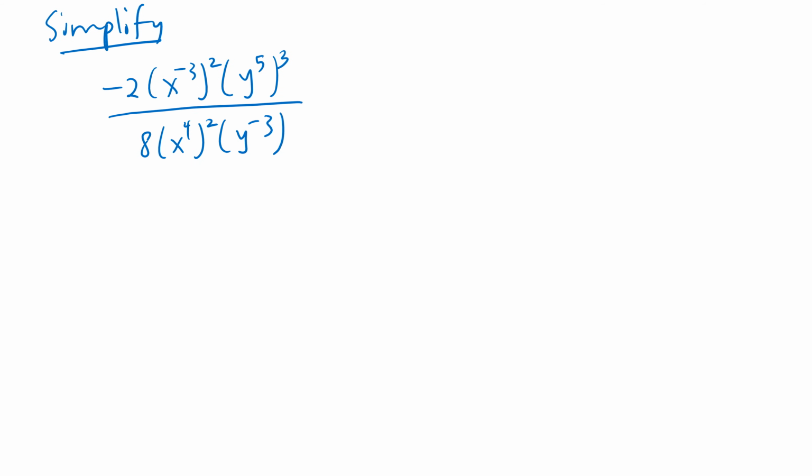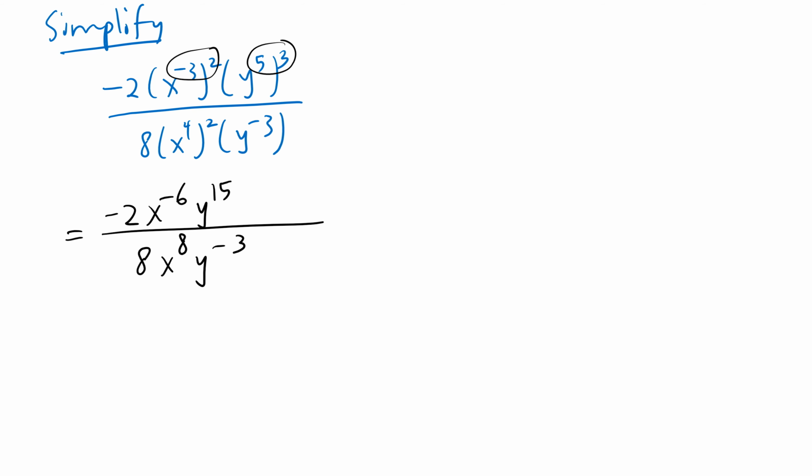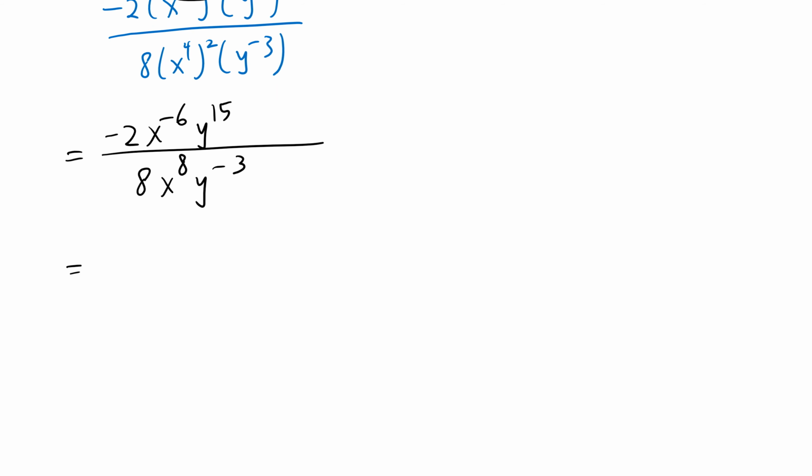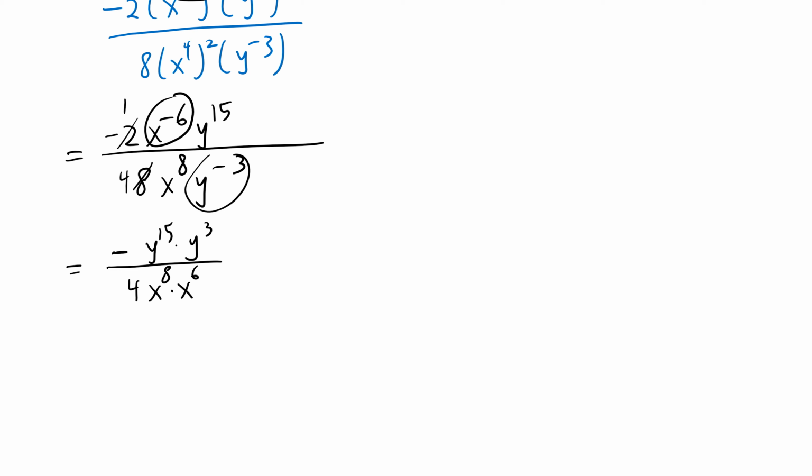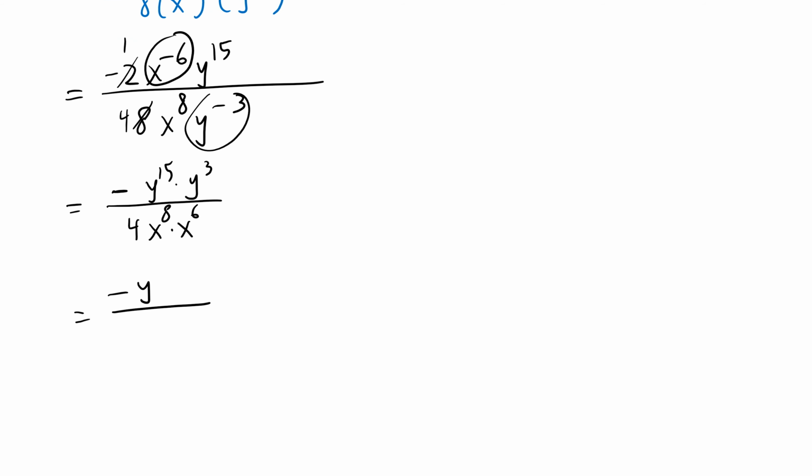So how do we simplify such an expression? To do so, we keep the negative 2 out, multiply the exponents, x to the negative 6, multiply the exponents, y to the 15, over 8, x to the 8, y to the negative 3. Then what do I do? I see negative exponents. We cannot have negatives. So if I want to get rid of the negative, I just bring it down. I want to bring this up. So that gives us negative y to the 18th over 4x to the 14th.